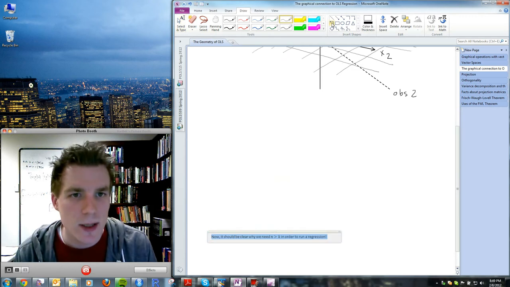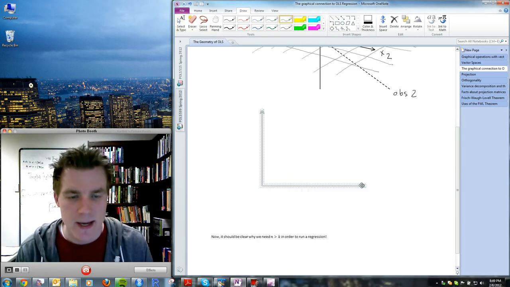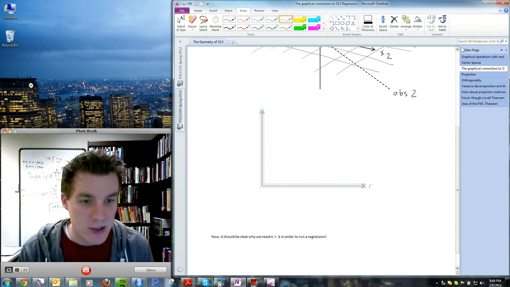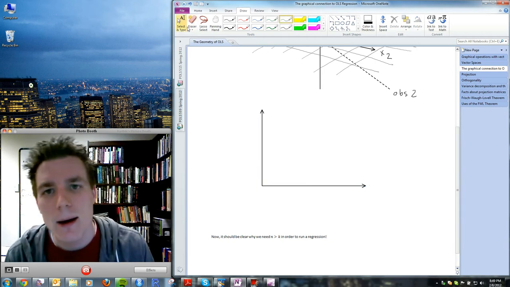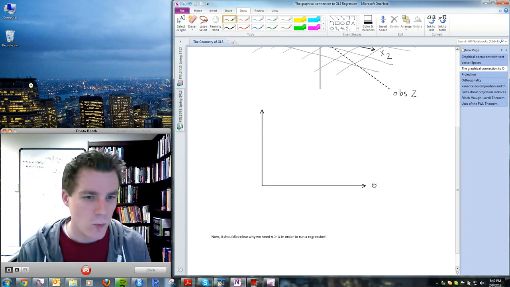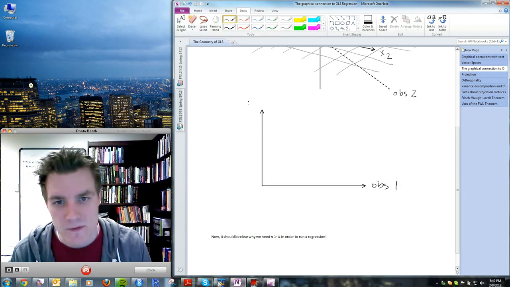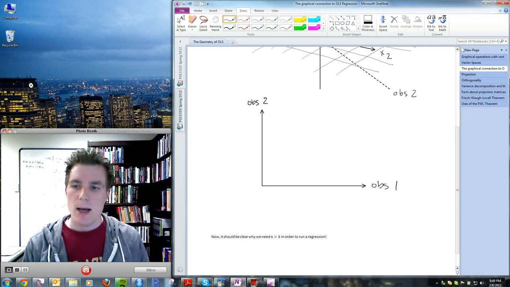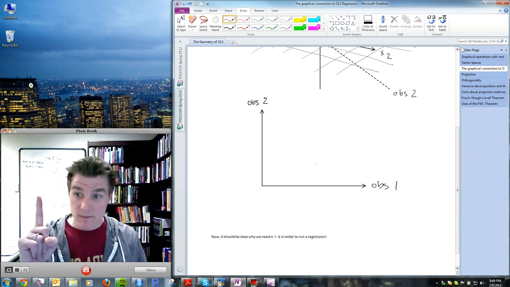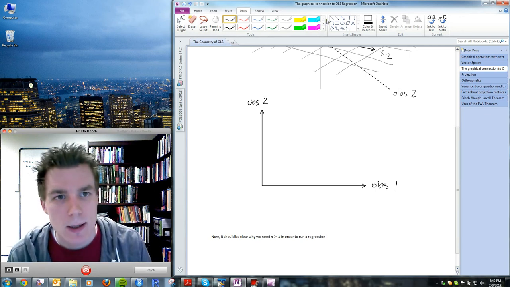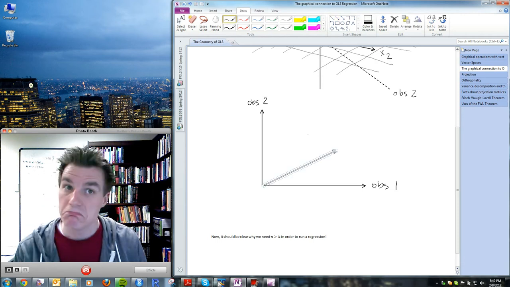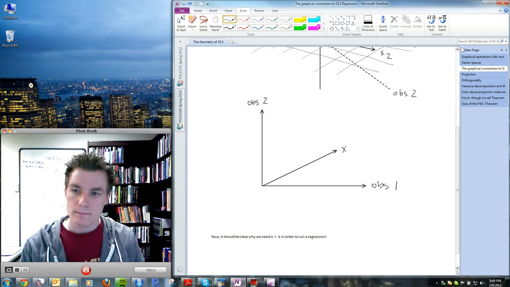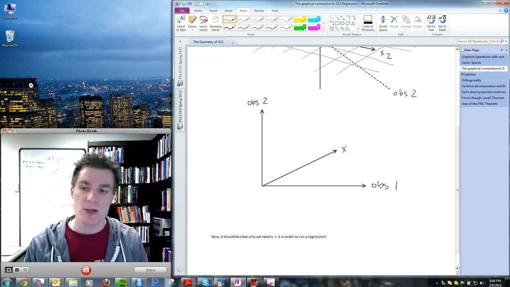So let me create a 2-dimensional space like that. And so now what I've got is 2 observations. Observation 1 and observation 2. And let's say I have 1 independent variable, just 1. So there we go. I'll call that x. Now I've got a 1-dimensional space floating in 2-dimensional space.